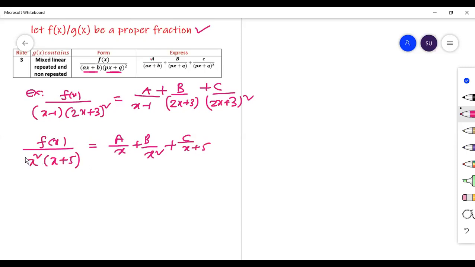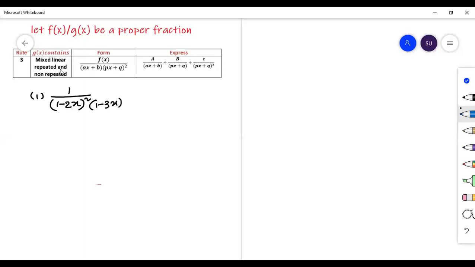So how many factors are there? That many terms we need to write. Whenever all are linear terms, we should write A, B, C like that. So you may start like this also: A by (x + 5) plus B by x plus C by x square. This also you can express. You may start with x or you may start with x plus 5. So we'll see in more detail with an example.